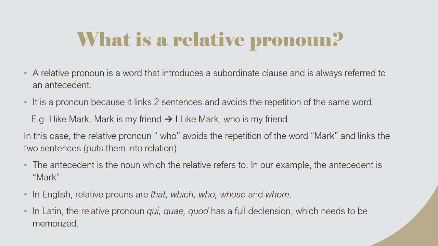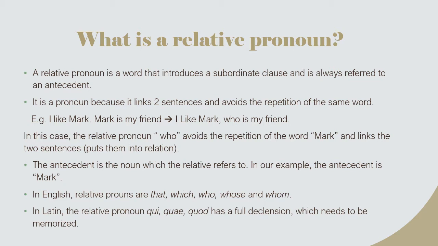And you can see that in this example. I like Mark. Mark is my friend. So here I can avoid the repetition of the word Mark by using a relative pronoun. And so I like Mark, who is my friend. So in other words, the relative pronoun links the two sentences and puts them into a relation. And that is why it is called relative. The antecedent is of course the noun which the relative refers to. And in our example, the antecedent is Mark.